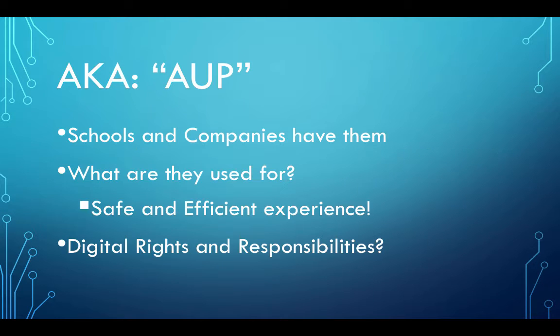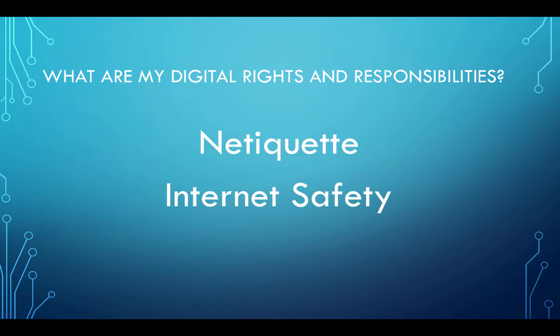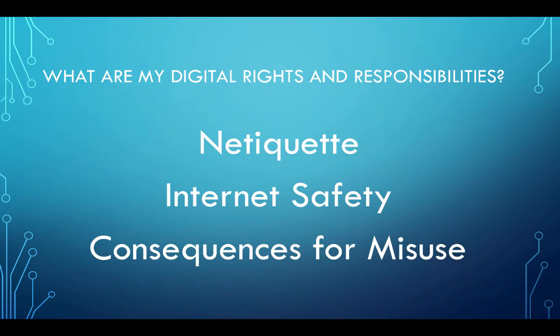An acceptable use policy, otherwise known as AUP, is a document talking about you, the user, that you must agree to in order to access the internet or the device. Many businesses and educational facilities require that you, the student or the employee, adhere to a set of rules. So what are my responsibilities with this? Well, there are three: etiquette, internet safety, and finally consequences for misuse.